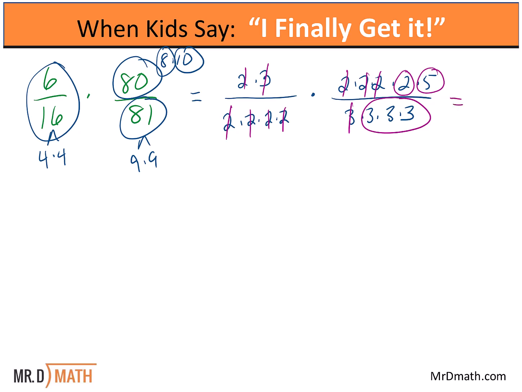What does that give us? Well, we have 2 times 5 in the numerator, which is 10, and we have 3 times 3, which is 9, times another 3, which is 27 in the denominator. That's it. It's 10 over 27, and ding, ding, ding, it's already reduced.